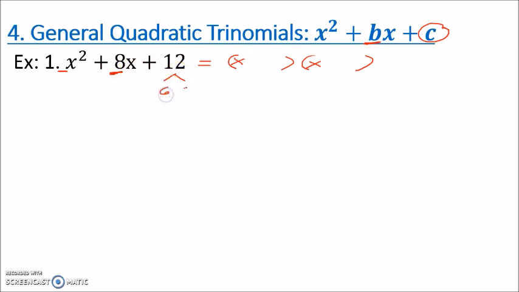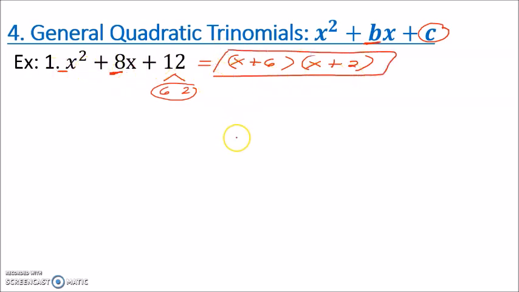So, we have 6 and 2. Okay? 6 and 2. 6 times 2 is 12. Okay? 6 plus 2 is 8. Okay? So, therefore, we are looking for these factors. Ayan. It's positive 6 and positive 2. So, we can write here positive 6 and positive 2. And this is already the factored form of this expression.